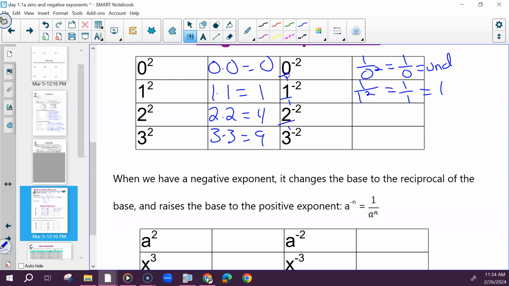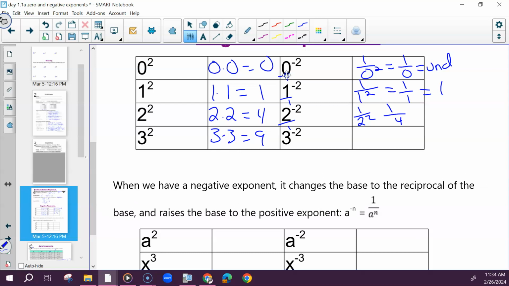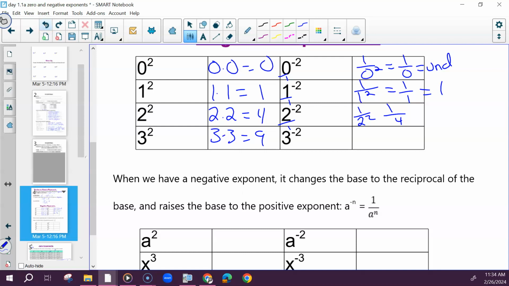But for this one, if I took it and flipped it, made the exponent positive, then I have 1/4. So basically, the negative exponent of this is the reciprocal of your positive exponent. So 2 squared is 4, but 2 to the negative 2 is 1/4. If you put that in your calculator, you would get 0.25, but if you put it in like this, you would get the 1/4. So then 3 to the negative 2 would be what? 1/9, yes. Questions? How negative exponents work so far?